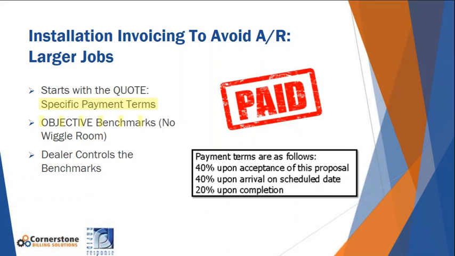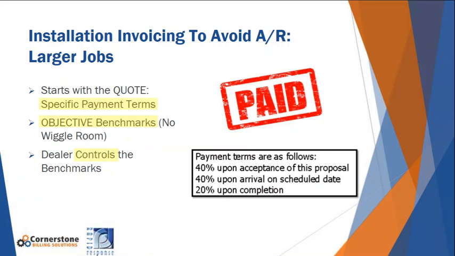Objective benchmarks. So you can't have any judgment involved. It's got to be completely objective, usually based on completion of something very clear and specific. And you, as a security company, need to control that benchmark. You can't leave it to the customer to say, okay, we're going to have a walkthrough inspection. Even though that often does happen, it needs to be under your control. So when you bill, you basically should be getting paid at that time.